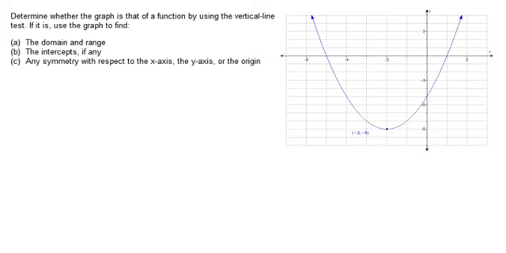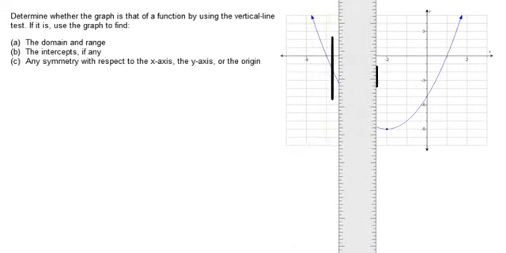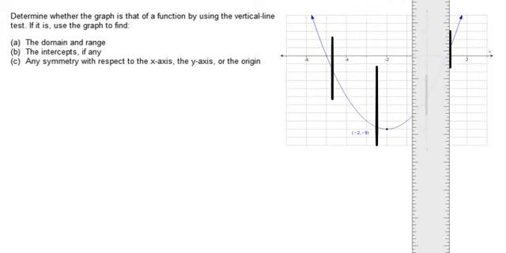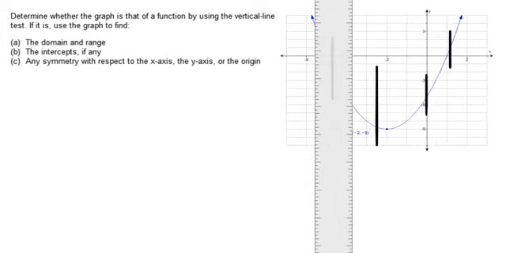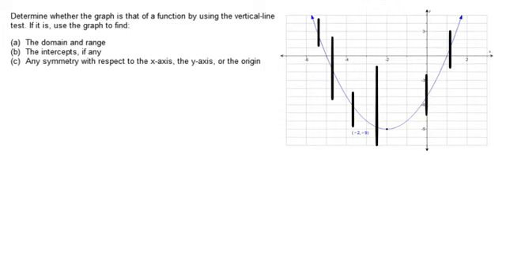So the vertical line test has us drawing vertical lines. Let me use my ruler to draw the vertical lines. We're going to draw vertical lines everywhere we can imagine on the graph. And as we draw these vertical lines, what we're going to pay attention to is how many times the vertical line crosses the graph. So we can see that this vertical line crosses the graph once, this crosses once, this one once, and once. So every vertical line crossed the graph in one place.